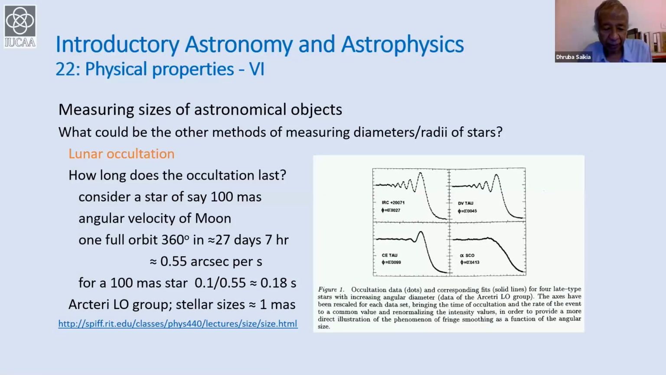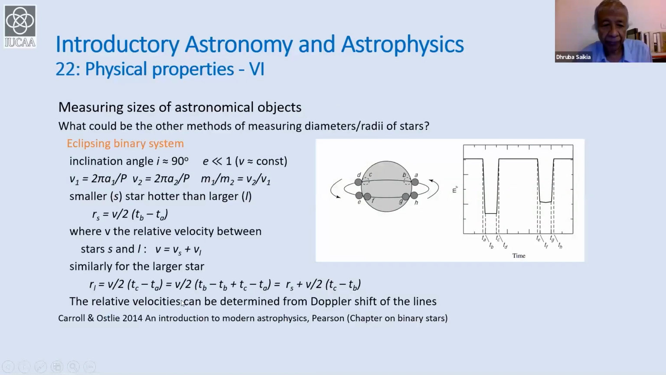So you'll have to have good timing devices to try and record the signals with very small time resolutions. And the Archery group, which has specialized in lunar occultation measurements, this figure which I've shown you is from that group. They have measured stellar sizes to about milliarc second levels. So this is a good method of determining angular sizes, and then from the distance, the linear sizes as well of stellar objects.